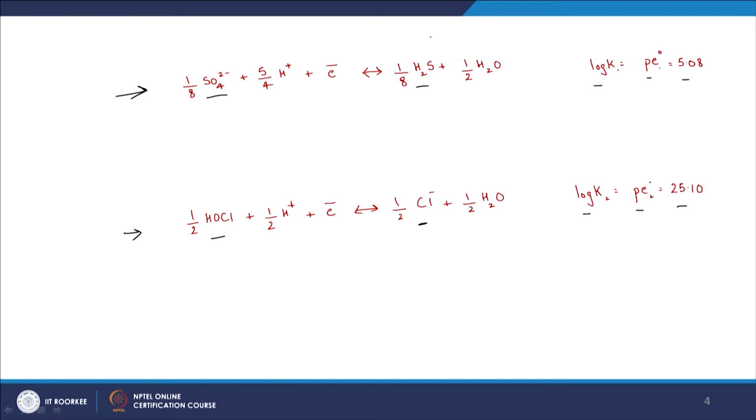Obviously, the standard form is to write them as reduction. For ease of understanding, we have written both of them as one electron transfer. So again, here it is HOCl being reduced to Cl minus. You can obviously look at the relevant oxidation states.